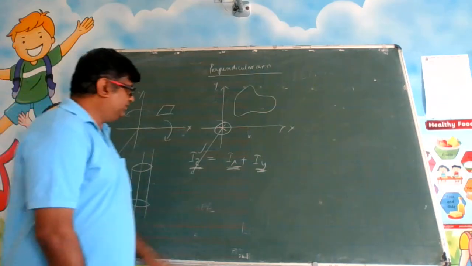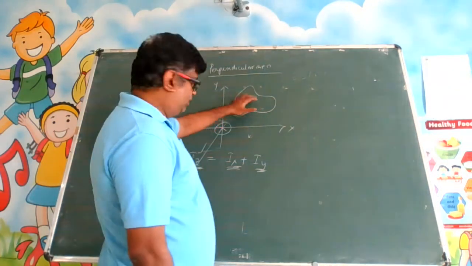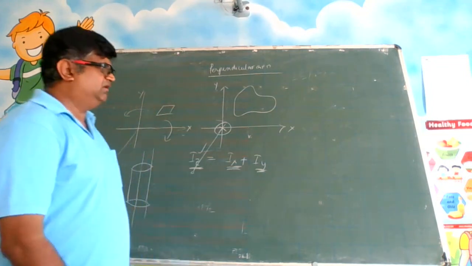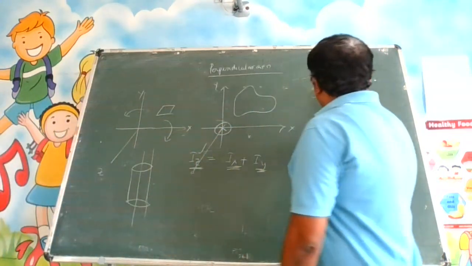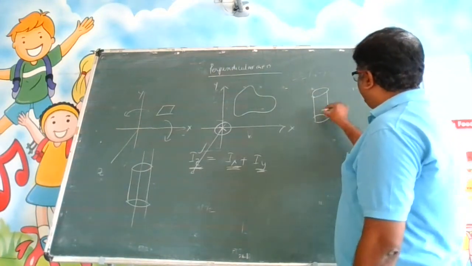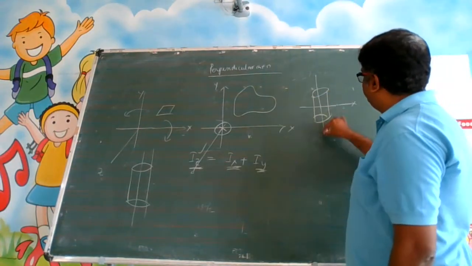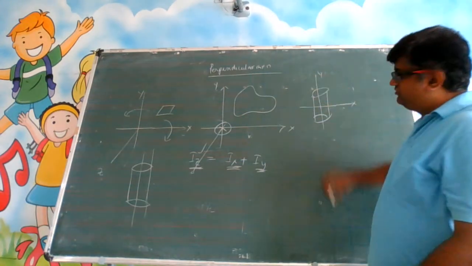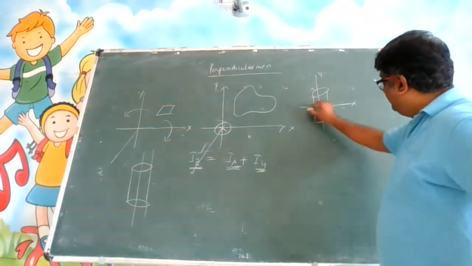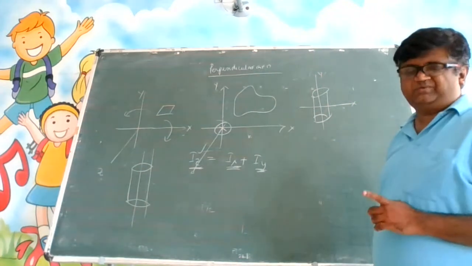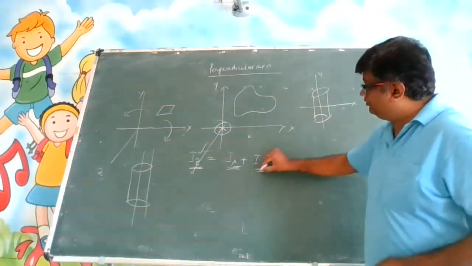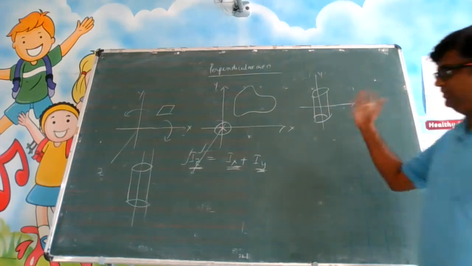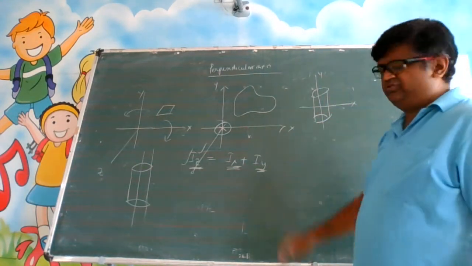So you should know the value for this body about the x-axis and about the y-axis. See, one example I tell you. Suppose you take the cylinder, you should be a little careful. Now this is your x-axis, this is your y-axis. About the y-axis, I have given you the formula. About the x-axis, you have to calculate sometimes. Then add, and you get the value of Iz. Sometimes you have a standard formula and you have to make use of that.